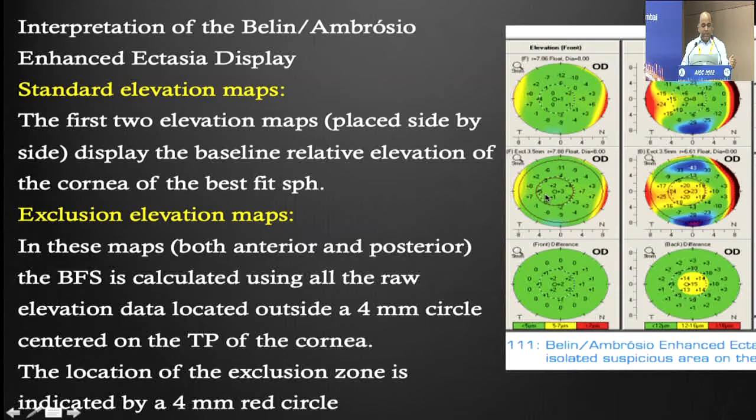And second is the exclusion elevation map. In this map, both anterior and posterior best fit sphere is calculated using all the raw elevation data located outside 4 millimeter. So first one is the best fit area in the center, and second one is outside the 4 millimeter circle from the thinnest point of the cornea. The location of the exclusion zone is indicated by the 4 millimeter circle, and you cannot change the circle position.